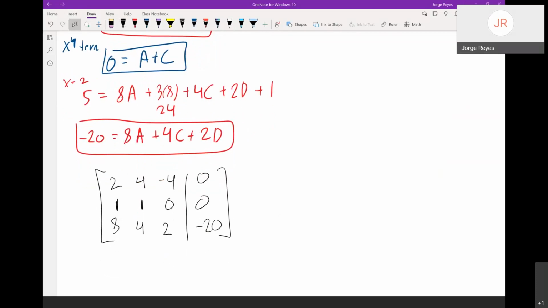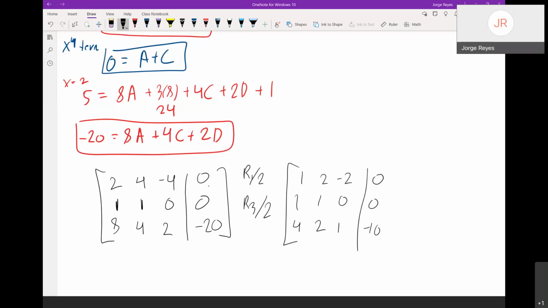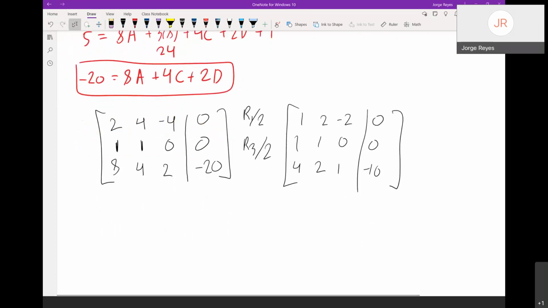Okay. First of all, let's divide row 1 by 2 and row 3 by 2. So we're going to get 1, 2, negative 2, 0, which is nice. 1, 1, 0, 0. You're going to get 4, 2, 1, negative 10. So these are smaller numbers. What I'm going to do is row 1 minus row 2 and row 3 minus 4 row 2, because I like row 2 more than row 1 actually.